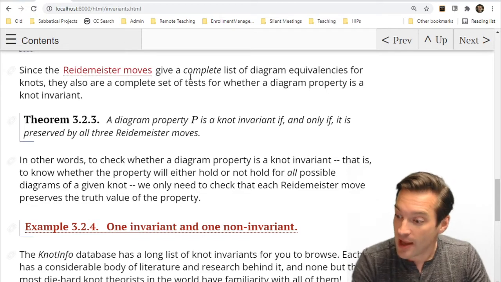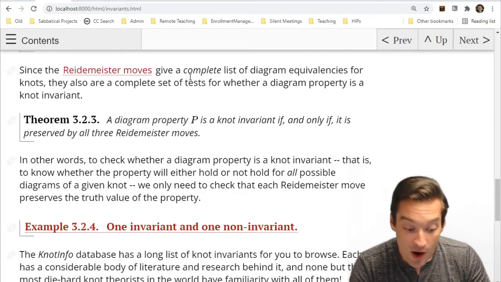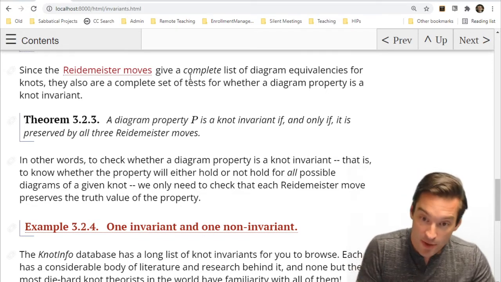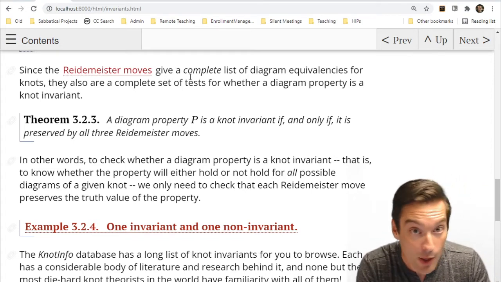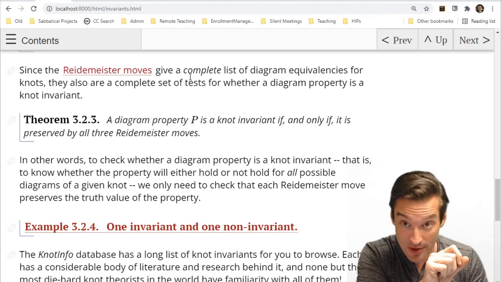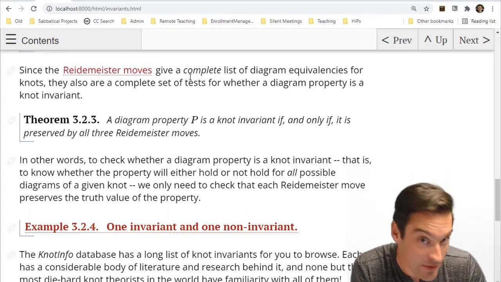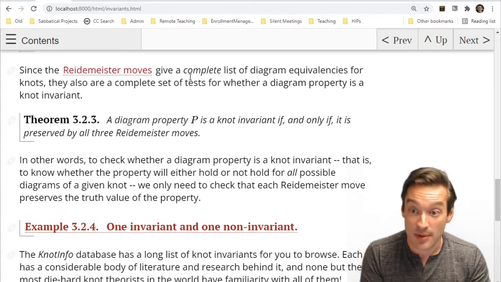So to check whether a diagram property is a knot invariant, all I have to do is check to see whether that property is preserved by each of the three Reidemeister moves. If it's preserved by all three Reidemeister moves, it's a knot invariant. If it's not preserved by even one of them, then it must not be a knot invariant.